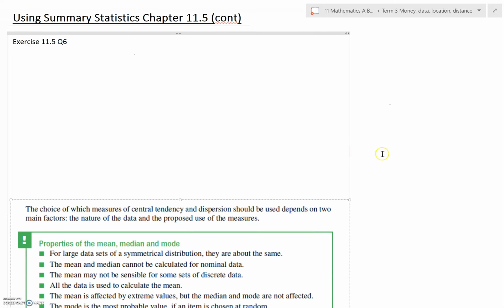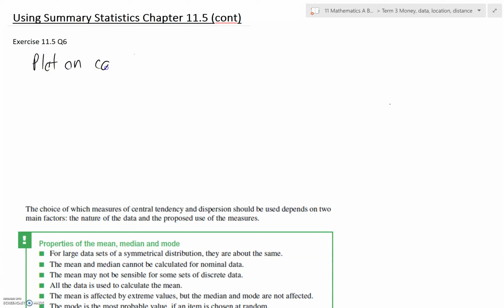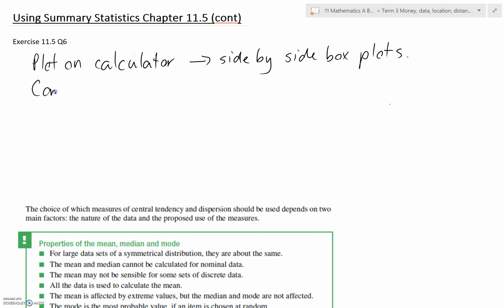Okay, so just a little bit more work on using summary statistics, still from chapter 11.5. One of the questions that was set for homework was question 6 from 11.5. You needed to plot this on the calculator and you should get some side-by-side box plots. Now, you can check the answers for this at the back of the textbooks, so I'm not going to go through that. However, it also asks you to come up with some conclusions, so that's what I want to talk about now.